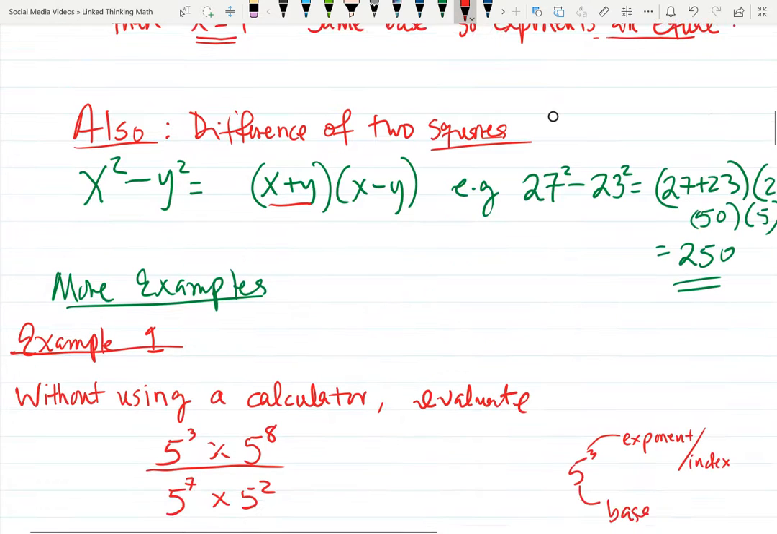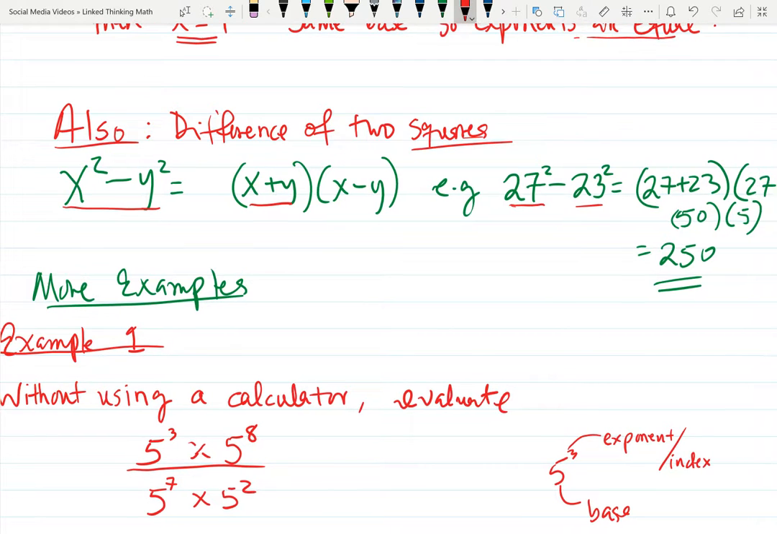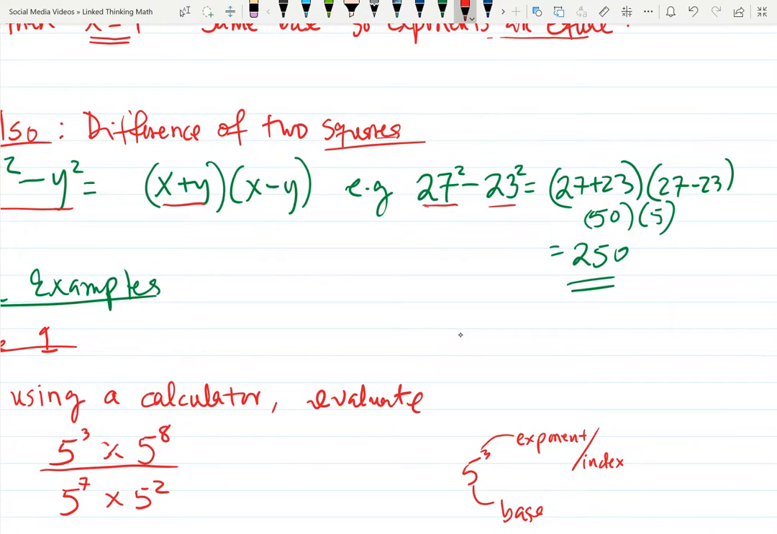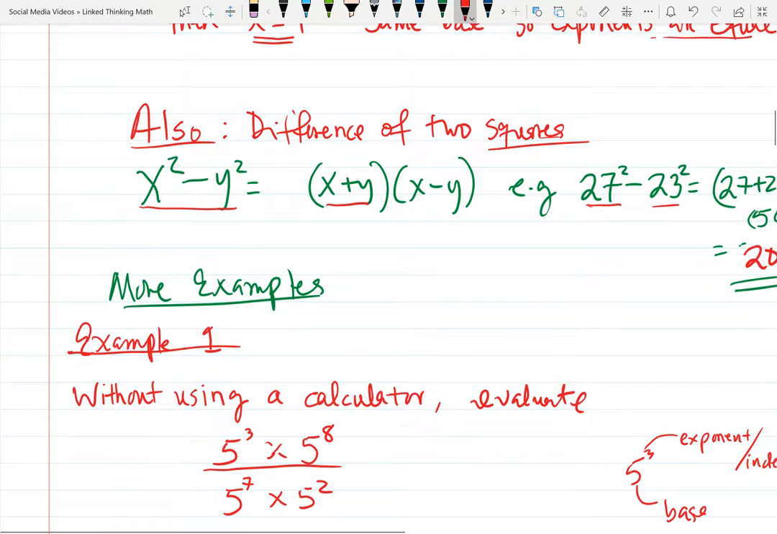Okay, what if I have two numbers like 27 squared minus 23 squared, and I say evaluate this without a calculator? We apply the technique called difference of two squares. x squared minus y squared is equal to the sum times the difference. So here, without a calculator, you're going to do 27 plus 23 times 27 minus 23, which I think I made a mistake here. It is 4, and this will be 200.